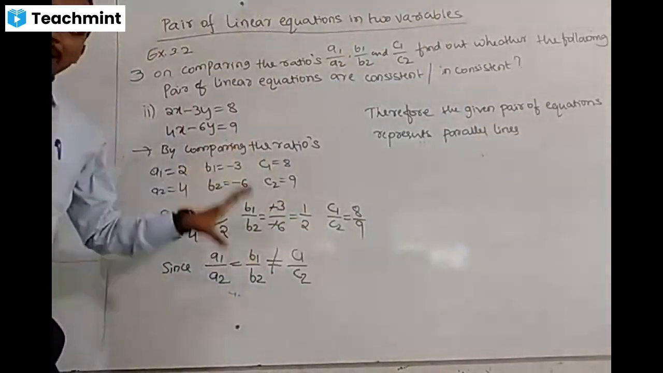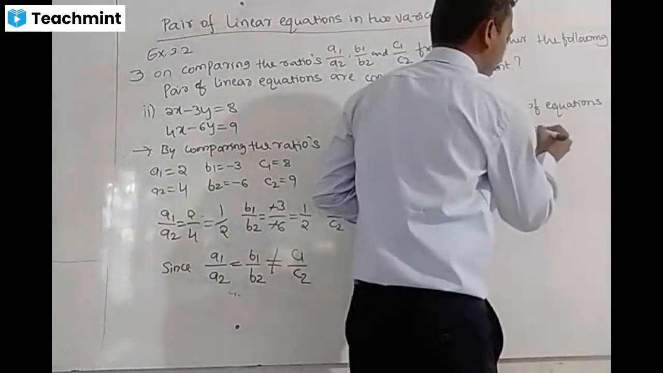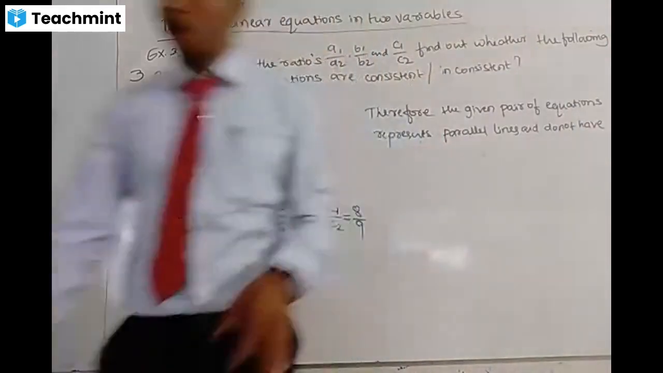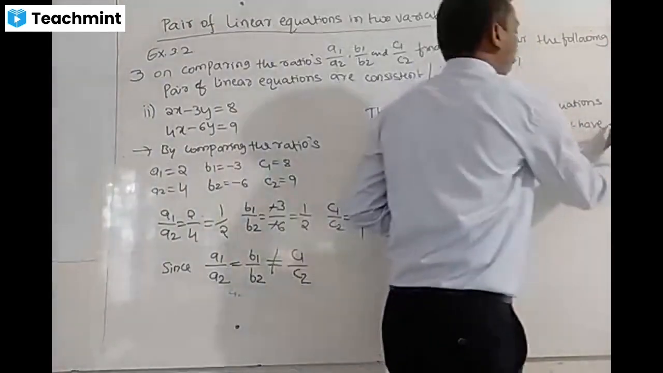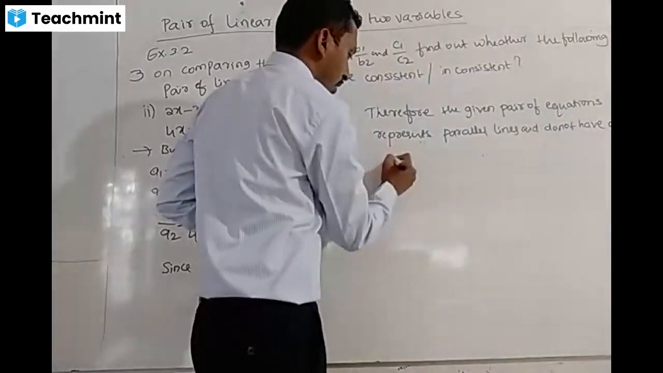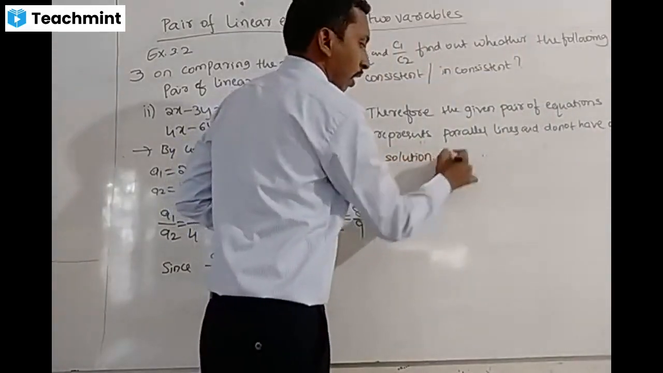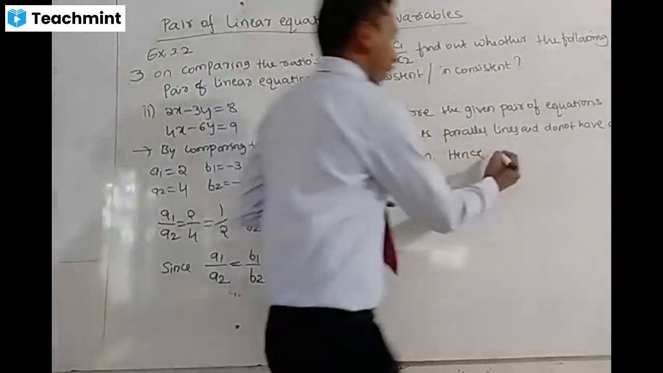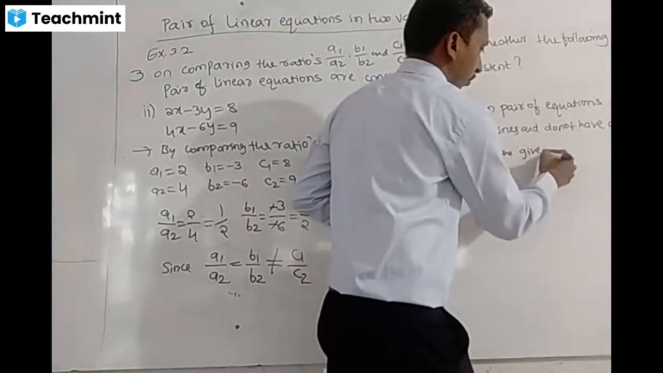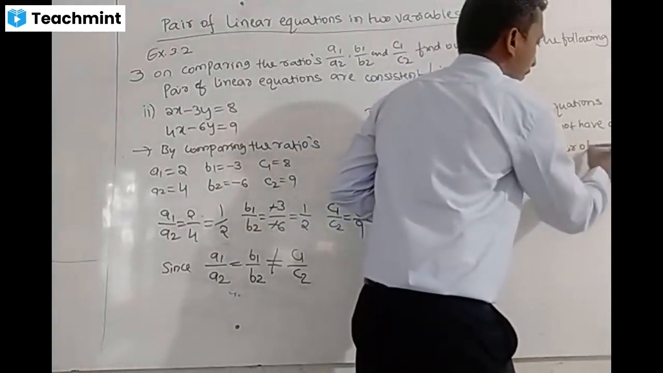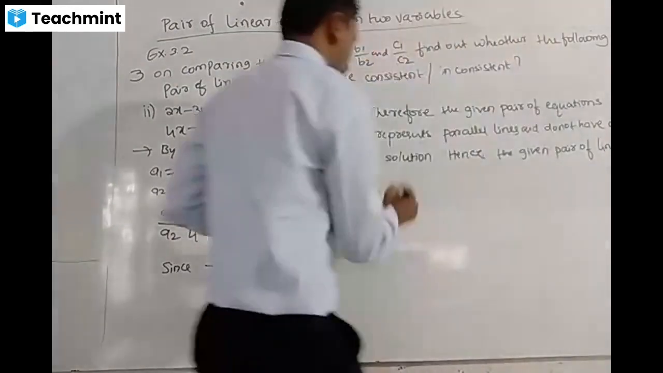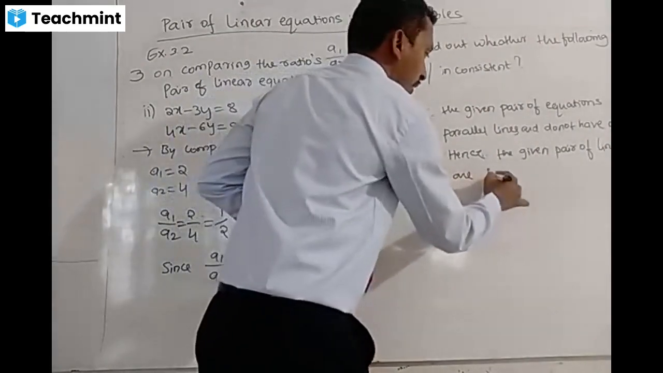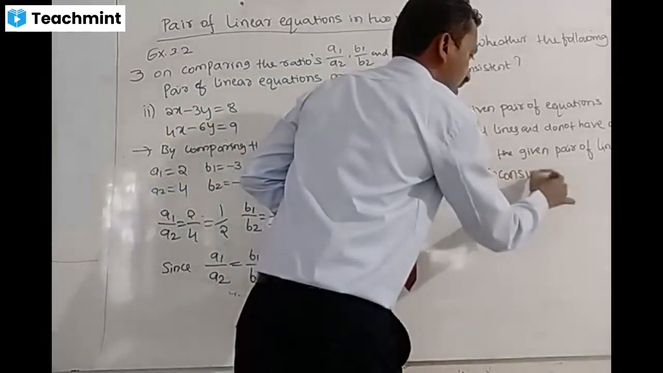They represent parallel lines, and they do not have any solution. Hence, the given pair of linear equations are inconsistent.